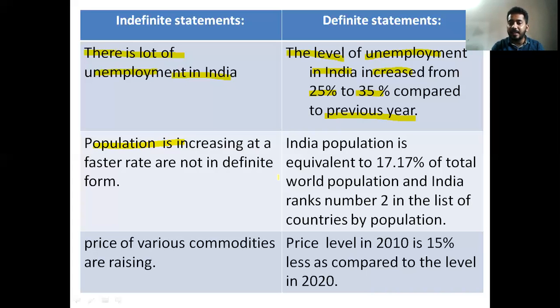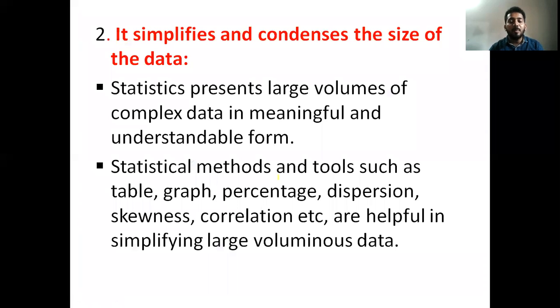There is no clarity in the first, but in the second statement there is clarity. They have mentioned the percentage, and also the rank. India ranks number 2 in the list of countries by population, right? So in the second statement, there is clarity. That is what definite form is. There are so many examples. Let me move on to the second function.